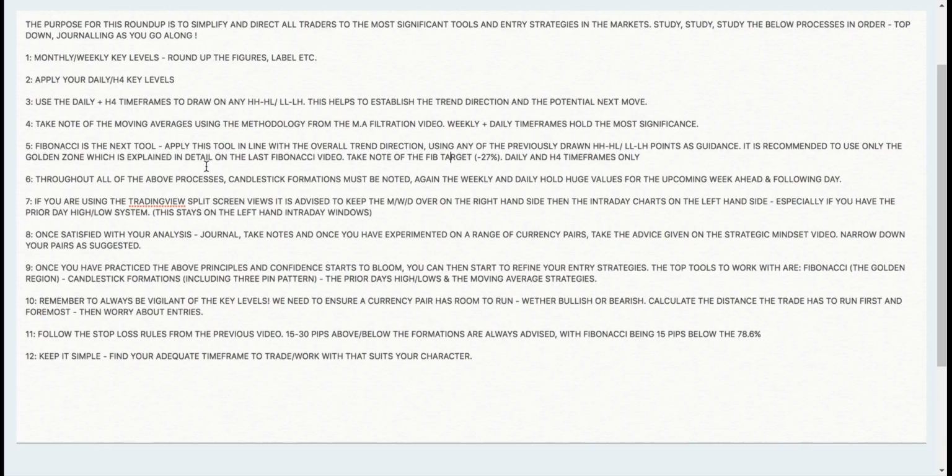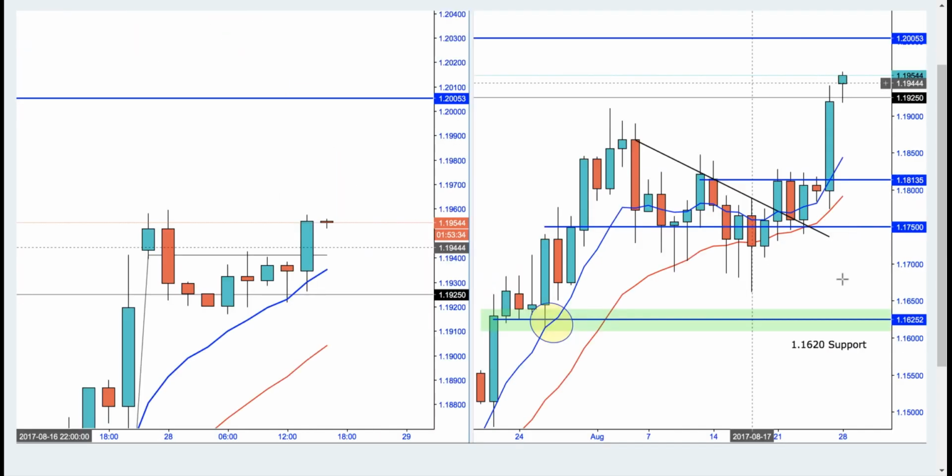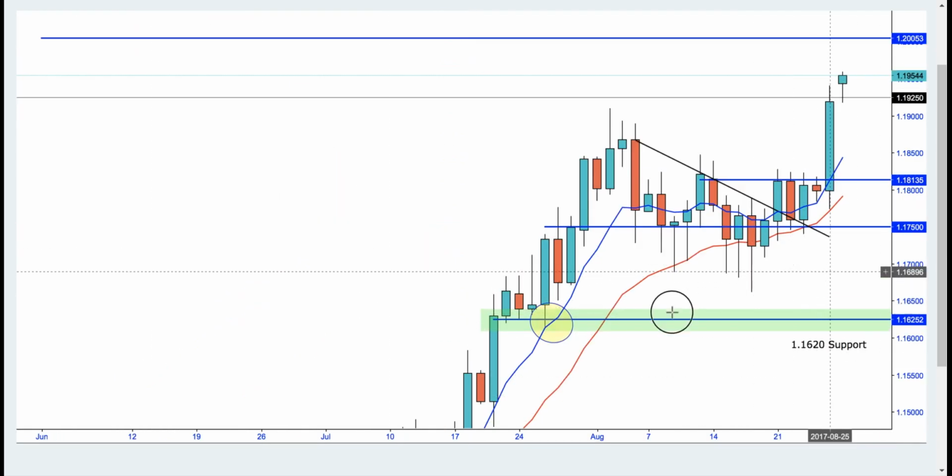Fibonacci is the next tool. Applying this tool in line with the overall trend direction, using any of the previously drawn higher highs, higher lows, lower high points as guidance. It is recommended to use only the golden zone, which is explained in detail in the last Fibonacci video, which I've done recently, guys, and I've gone over this on recent webinars too. Take note of the fib target. There's just one. I'm going to be using the -27 now, and I'm using it on the daily and the 4-hour time frames only. So let's look at the euro on the daily.